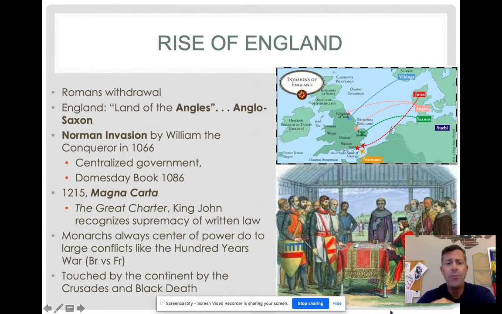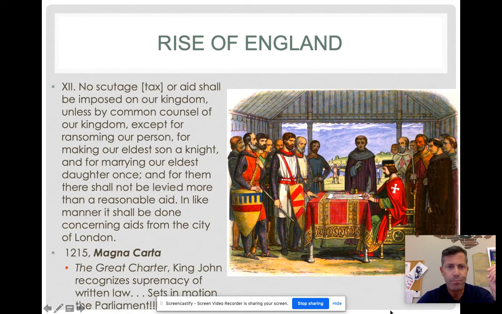And then what we're going to see for years is there's going to be contests within England and also across the English Channel with France, such as the 100 Years' War. England is a little bit stronger during the Black Death because of its distance from the mainland, but they will also engage with the Crusades.